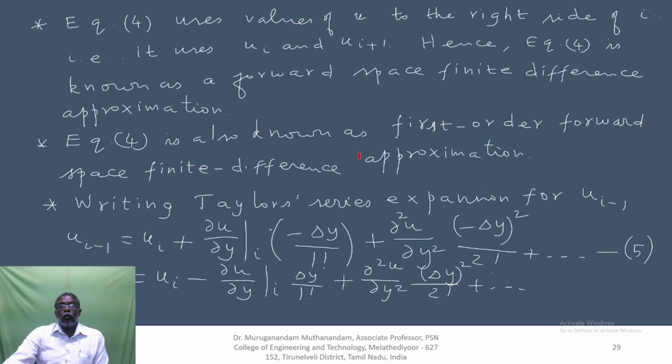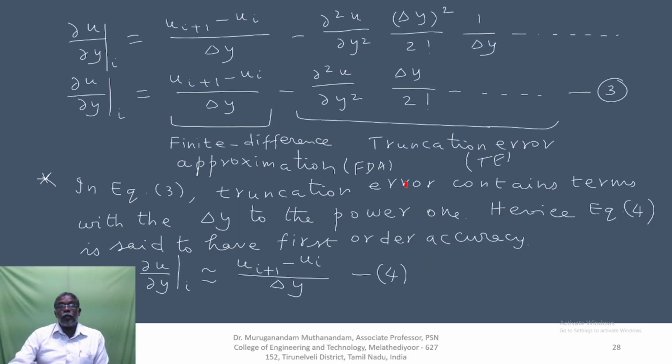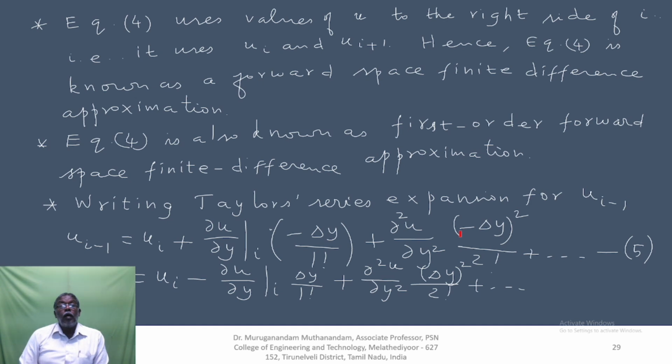Equation 4 is also known as a first order forward space finite difference approximation. Why is it called first order? Delta y has a power 1 in equation 3. The truncation error term has the maximum power of delta y as 1. That is why it is called first order forward space finite difference approximation.